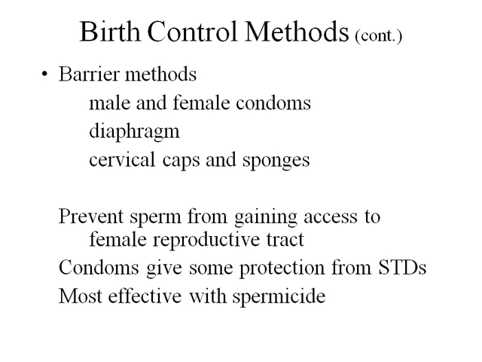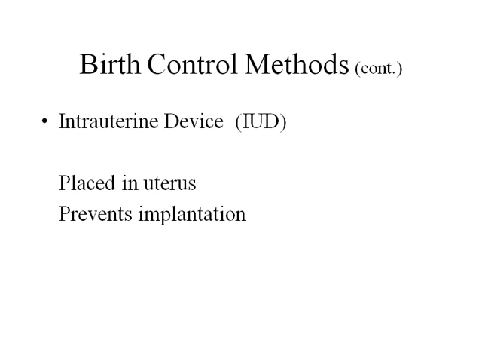Barriers work by preventing the sperm from entering the upper regions of the female reproductive tract. Male and female condoms also provide some protection from sexually transmitted diseases. Diaphragms, cervical caps, and sponges can also be effective barriers to the sperm, but they don't provide protection from sexually transmitted diseases. All of these barriers require the use of a spermicide to be most effective.